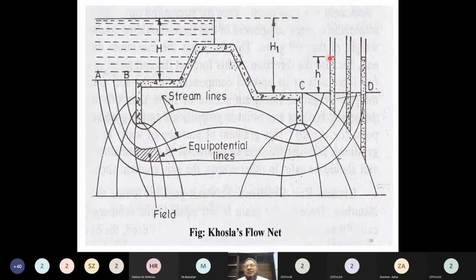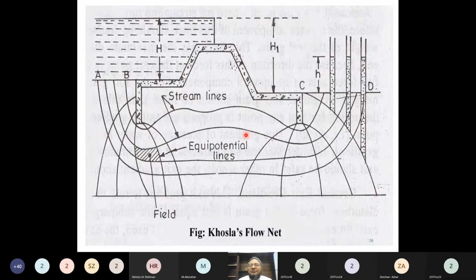So you see that these are the 3 piezometers which are being installed, and at this point, how much is the pressure head? How much is it? Same, H, isn't it? Okay. So the pressure head is the same, because this is an equipotential line; it joins the points of equal pressure or equal pressure head.